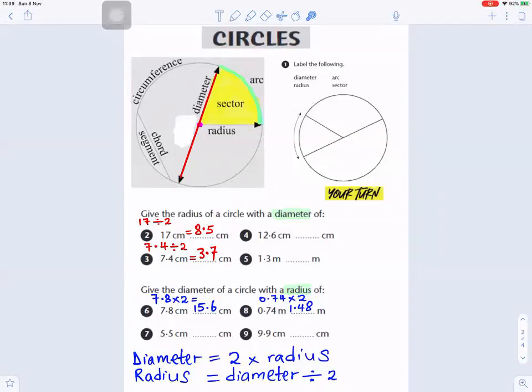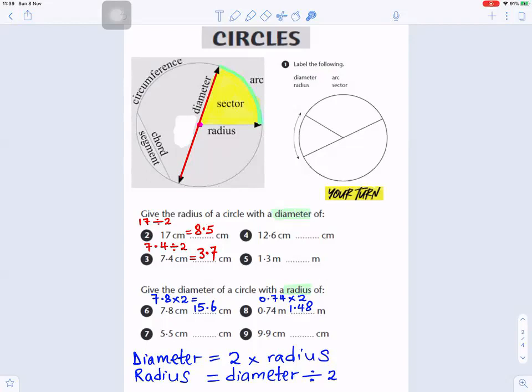Circles. And we have here a circle. Going around the circle, the distance going around the circle is called a circumference. So you start from one part of the circle, you go around the circle, it's called a circumference.